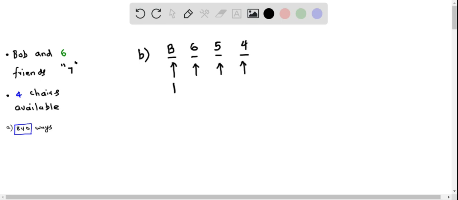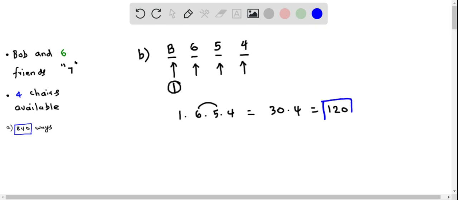And this means we multiply these numbers. Notice that the first number is 1. So we multiply like this: 1 times 6 times 5 times 4. And so this equals 6 times 5 is 30, times 4. And this equals 30 times 4 is 120. So there are 120 ways available if Bob has to sit in the first chair.